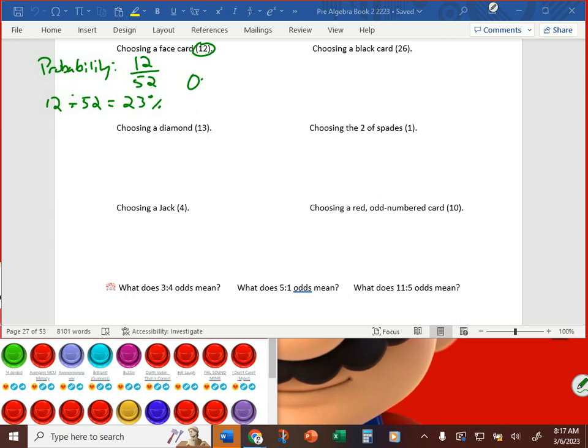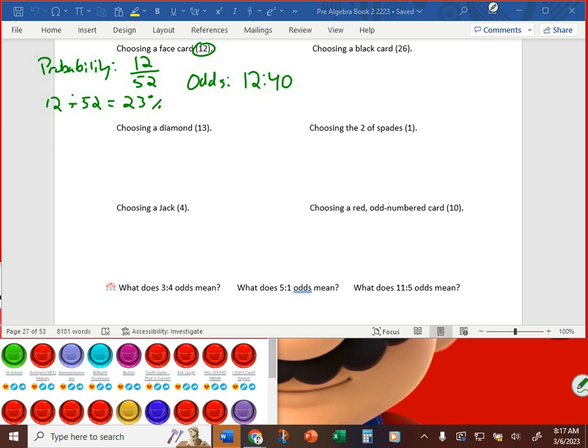What are the odds? 12 and 40. Good. 12 to 40, right? Because there are 12 successful, 40 unsuccessful. Again, notice that 12 shows up in each of them, right? Both ways to write this involve the number of successful outcomes. The 40 comes from, well, if there are 12 successful, how many unsuccessful? We know there are 52 total. 52 minus 12 gives us that 40.